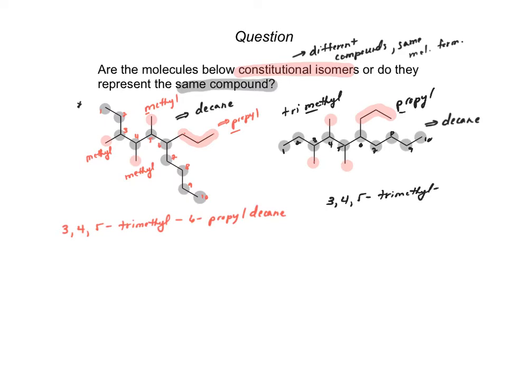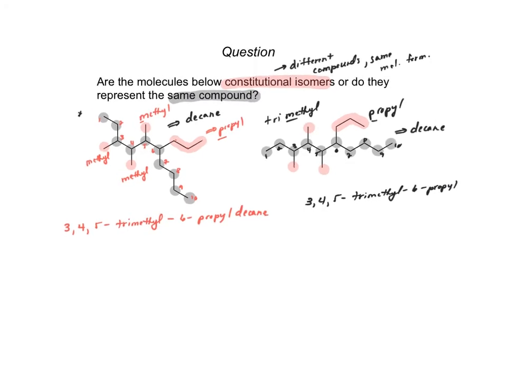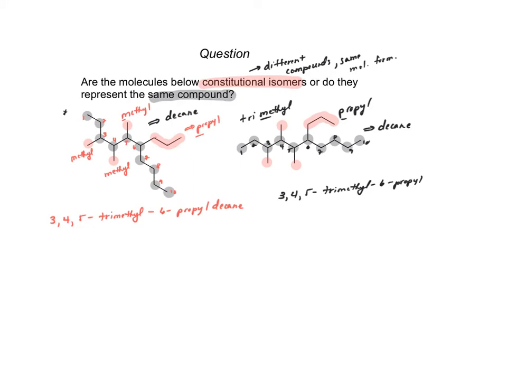And then we've got the propyl at the 6th position, 6 propyl. And then we move into our parent decane. So the name is the same. And so that tells us that these guys are not constitutional isomers. Instead, they are the same compound.